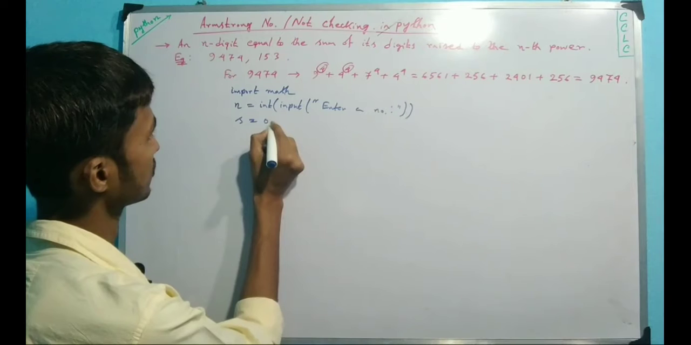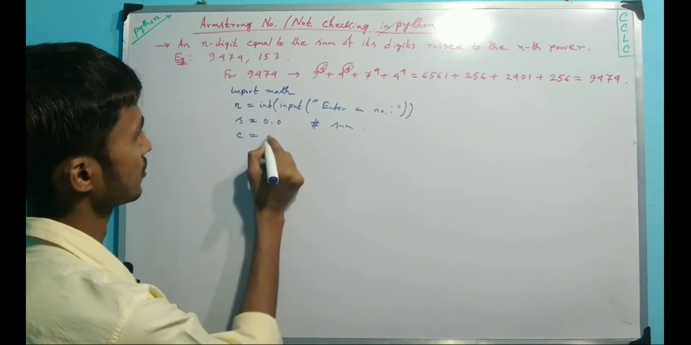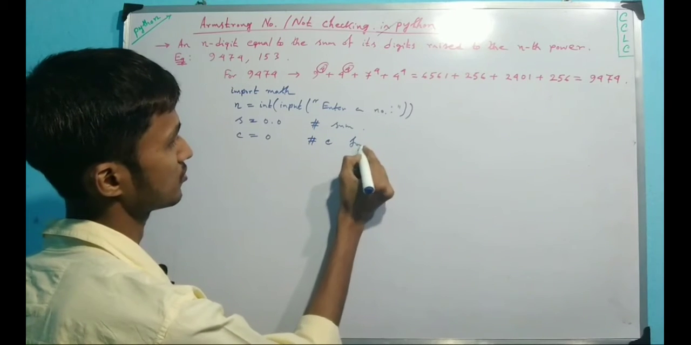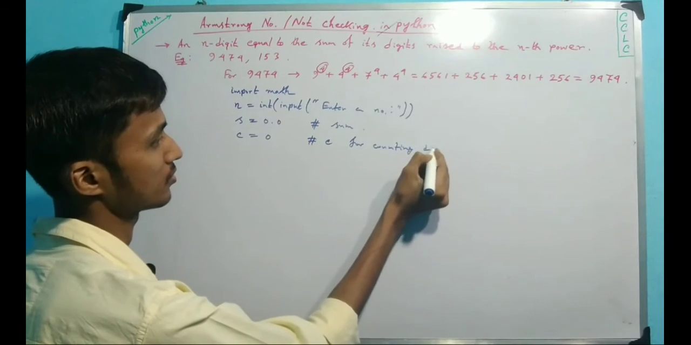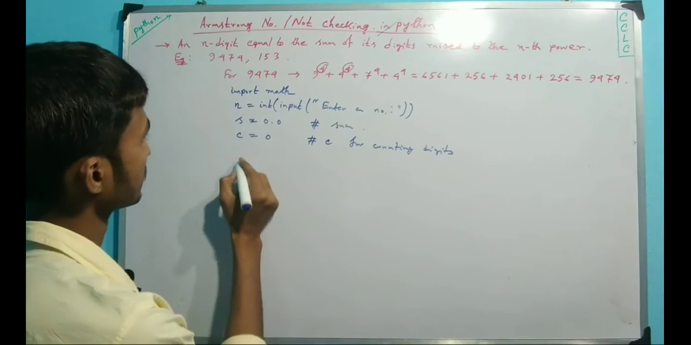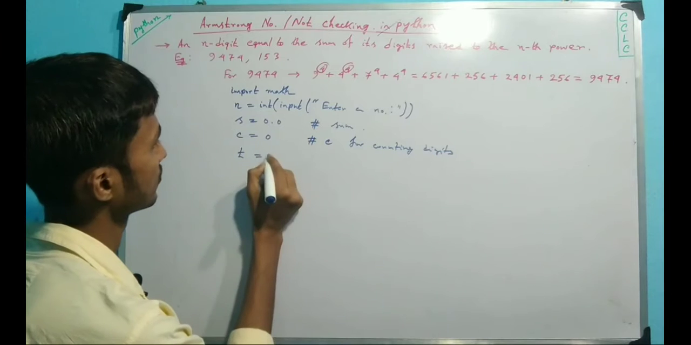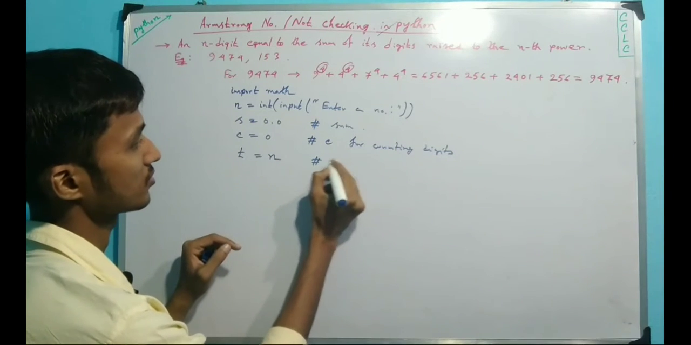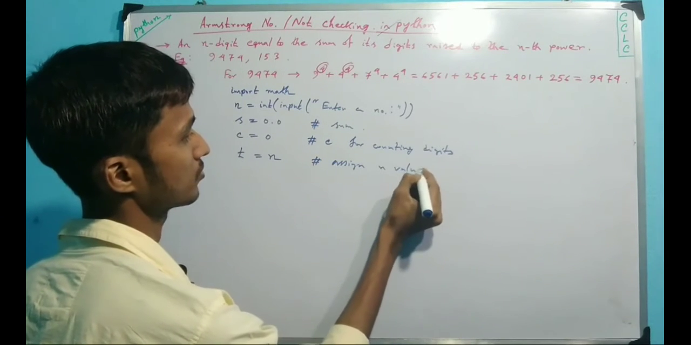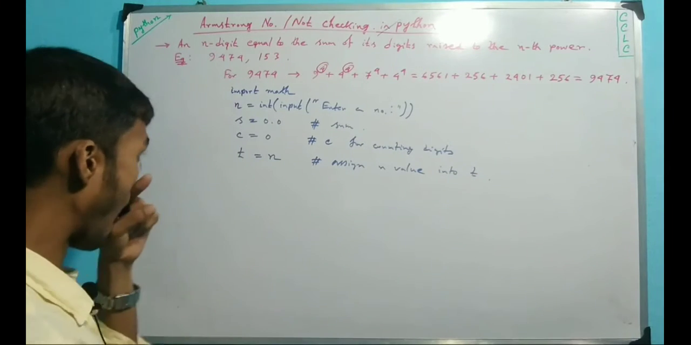Next, s equals 0.0 for sum purpose, c equals 0, c for counting digits, how many digits are there in this number. t for temporary, so t equals n. Assign the n value into t.